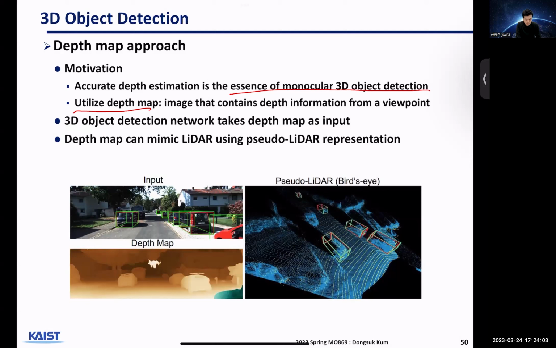The 3D object detection network takes the depth map as input. So you put in the RGB input, and then using the depth map network, you can get the depth map output, and we are going to use that as the input to the object detection network.